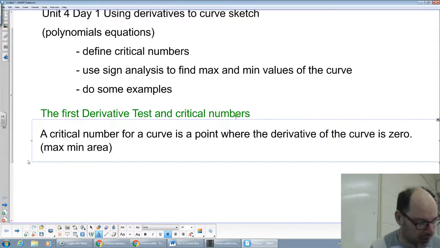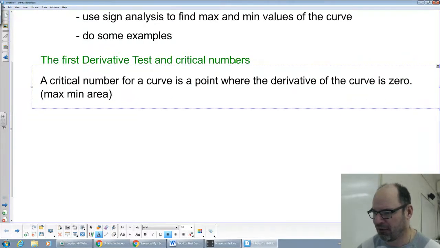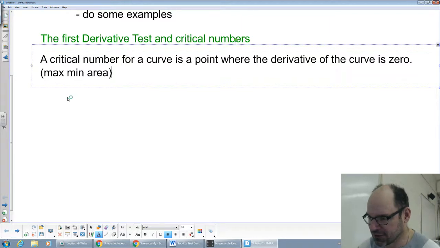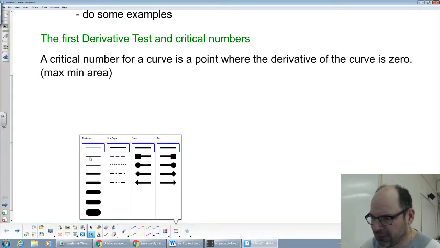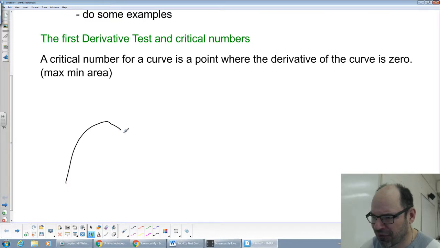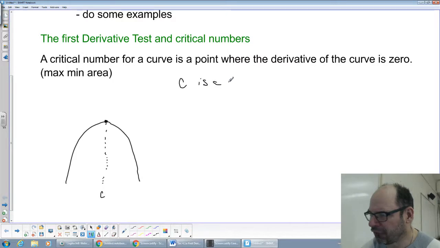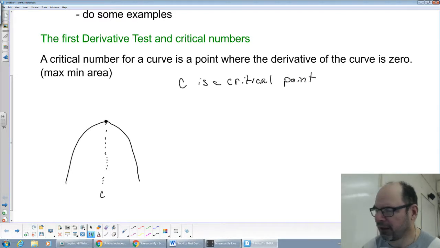Okay, so let's take a look at what I'm talking about graphically here. If we have, say, a hump, a maximum point, a local maximum they call it, if it looks like this, and we have at this point here a critical point, so this C is a critical point on the curve. So that's the C value there.